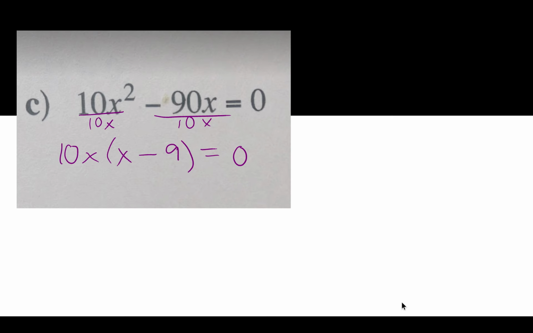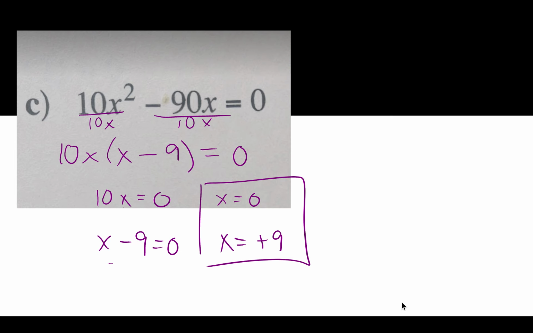So at this point, you can set all of your factors equal to 0. So we can say 10x equals 0 and x minus 9 equals 0. So if we solve for x, divide both sides by 10, x will equal 0. Here, move the 9 over, x will equal +9. So x could be 0 or +9. And if you plug it back in and expand it out, those are the values that would allow you to get to 0.